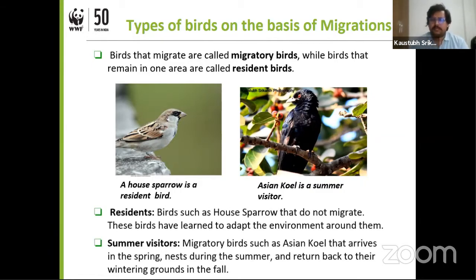Now, there are birds like the house sparrows that do not migrate, as I said, and they have basically adapted to their suitable environment around, while birds like the Asian koel would arrive during the summer season, mainly spring, that we would generally relate to, and it would return back to their wintering grounds during the fall.